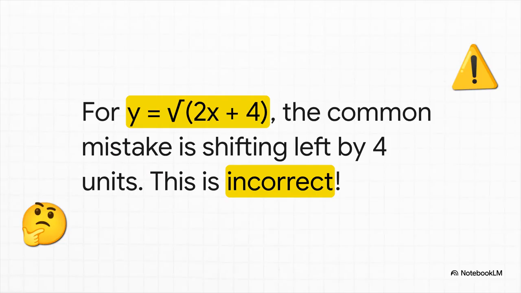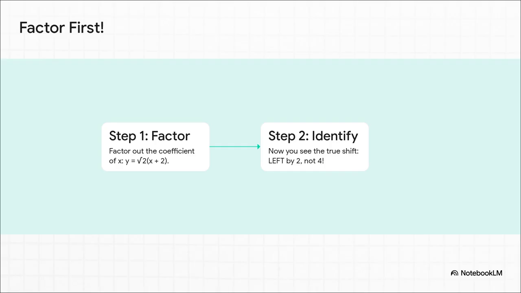Oh, and here's another one, a total classic. You see that plus 4 inside the square root, and your brain immediately screams, shift left by 4. But hold on, that's not the whole story here. And the secret? It's always factor first. When you pull that 2 out from the expression on the inside, you're left with square root 2 times x plus 2. And there it is. Suddenly, it's crystal clear. The real horizontal shift is only 2 units to the left, not 4.